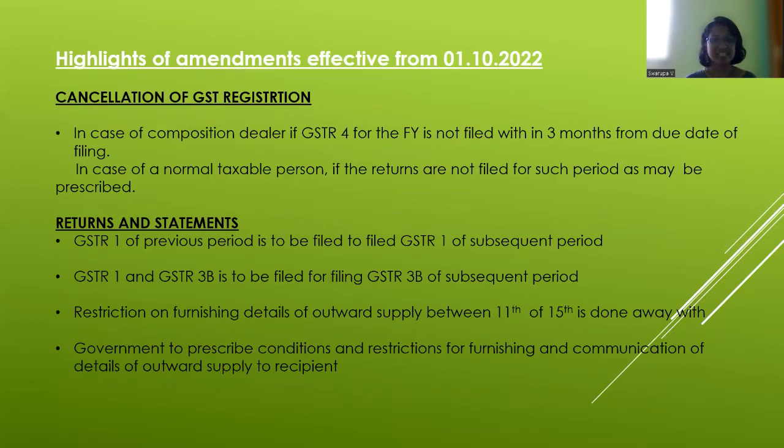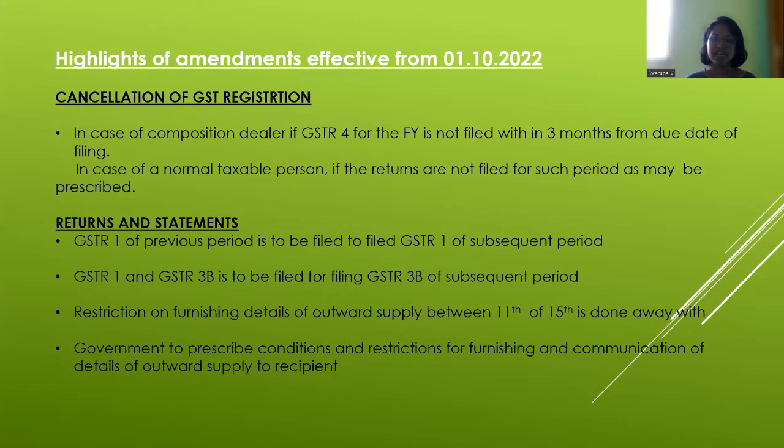With respect to cancellation of GST registration, there are two changes. In case of a composition dealer, if GSTR 4 of the financial year is not filed within 3 months from the due date, that is 30th April as of now, then the registration of the composition dealer is liable to be cancelled. Earlier, it was non-filing of returns for 3 consecutive tax periods.